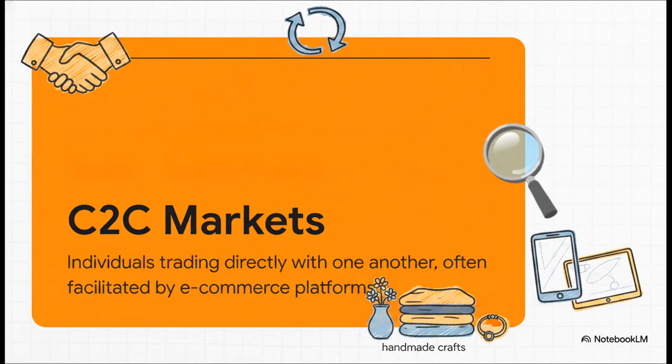Now, what's a really fascinating evolution in this space is the C2C, or consumer-to-consumer, model. This market space is hugely facilitated by digital e-commerce platforms. Think of those apps where everyday users are trading secondhand clothes or selling handmade crafts directly to one another. The platform itself simply provides the digital infrastructure. The actual marketing relies heavily on peer reviews, building trust, and driving community engagement.